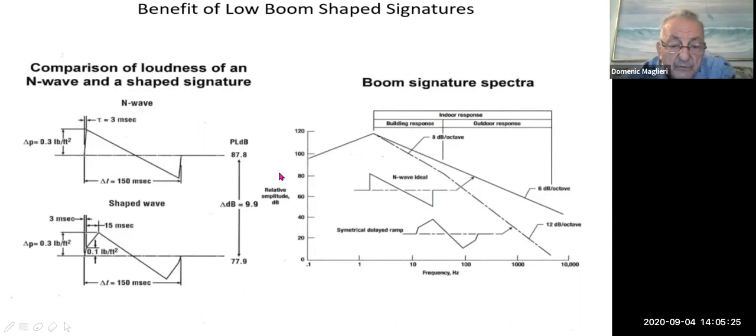Well, let's look at the envelope of the spectrum of these 2 signatures. Look like so. Here's dB against frequency. Okay, here's the envelope of the spectrum for an N wave, dB per octave. And here it is for the shape signature right here. It goes down 8 dB and then 12. Well, if you look at the outdoor response, which is really the hearing range, from maybe 30 all the way up beyond 10,000 cycles, it's a tremendous reduction in there.